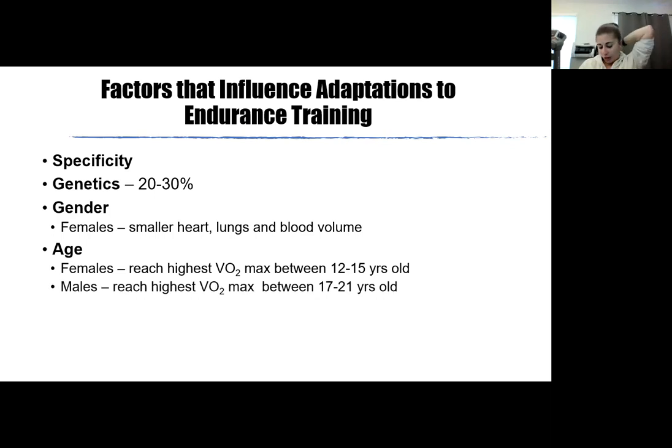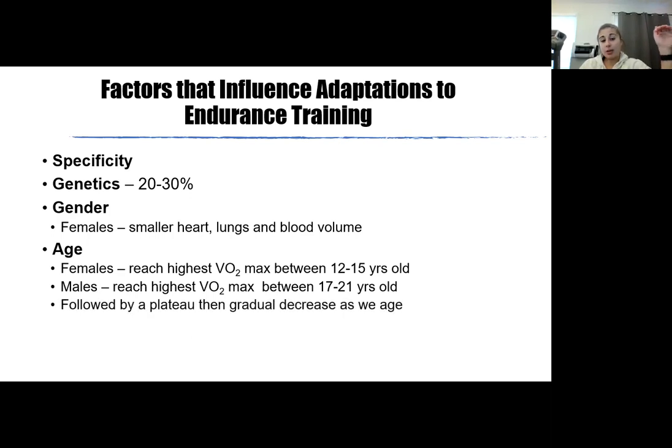So also with age, so we usually reach, for females, a VO2 max around 12 to 15. You kind of reach your peak, okay? Again, if you train, you can still train it to go up. It's not like, oh, that's it, I can't get higher. But you might reach your highest at that age. And then for males, about 17 to 21 years old. Sorry, what happens after that? We start to plateau and then decrease as we age, okay? Now, we can attenuate this decline with training.